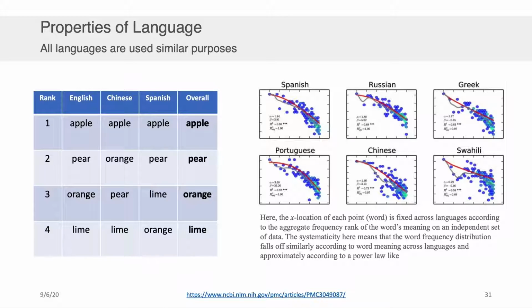That's important for us to know because if you're going to be performing natural language processing in English, there may be certain things that you could learn that would help you do natural language processing in Spanish or Chinese or Greek.